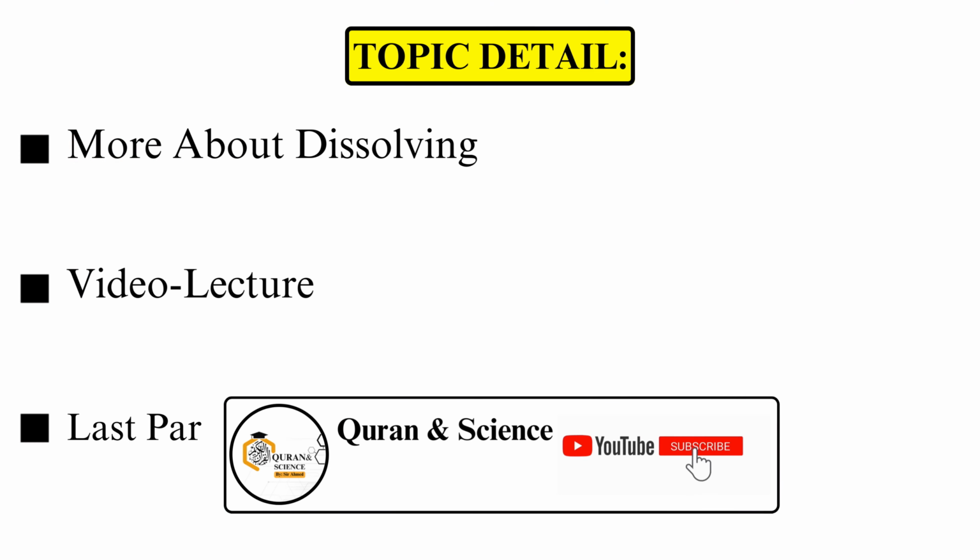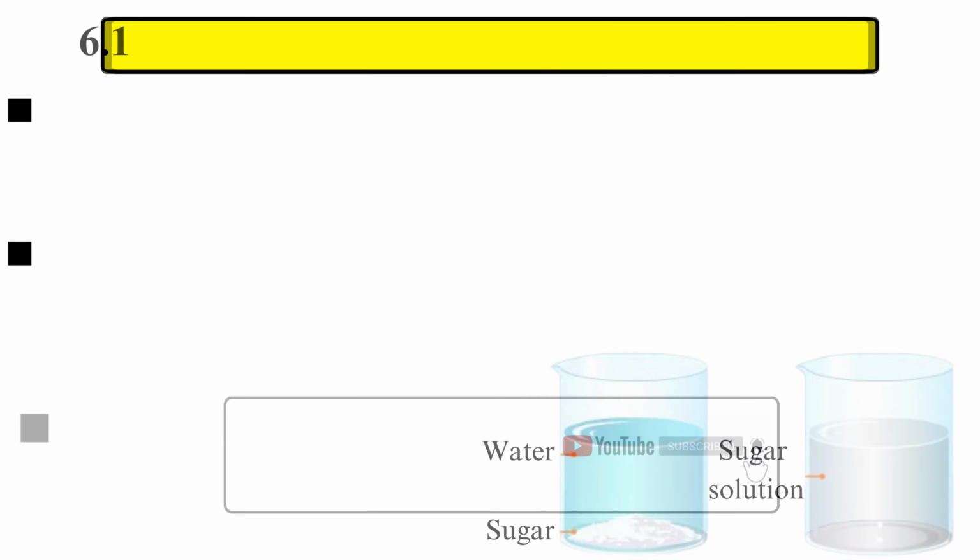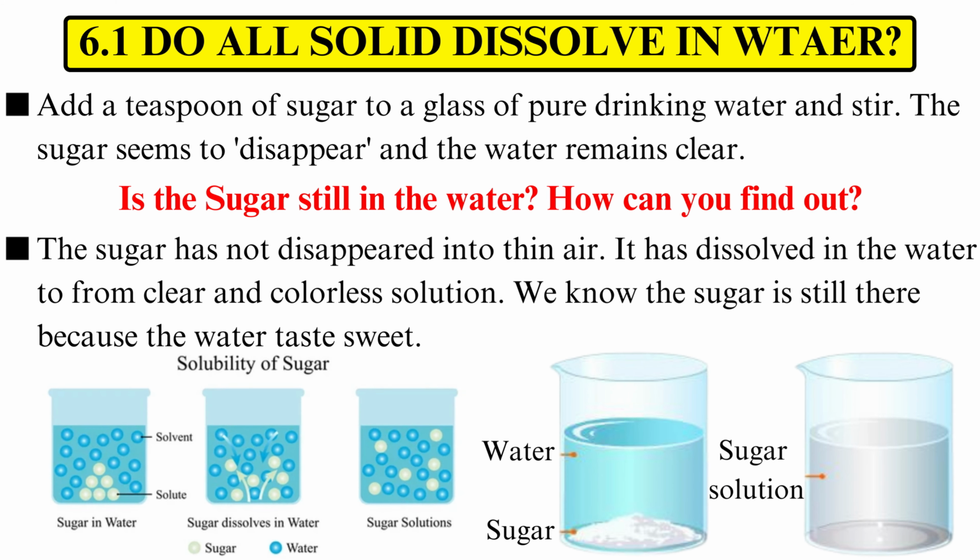More about dissolving. It's the last part of this chapter. Now we are coming to: do all solids dissolve in water? Add a teaspoon of sugar to a glass of pure drinking water and stir. The sugar seems to disappear and the water remains clear. Is the sugar still in the water? How can you find out?